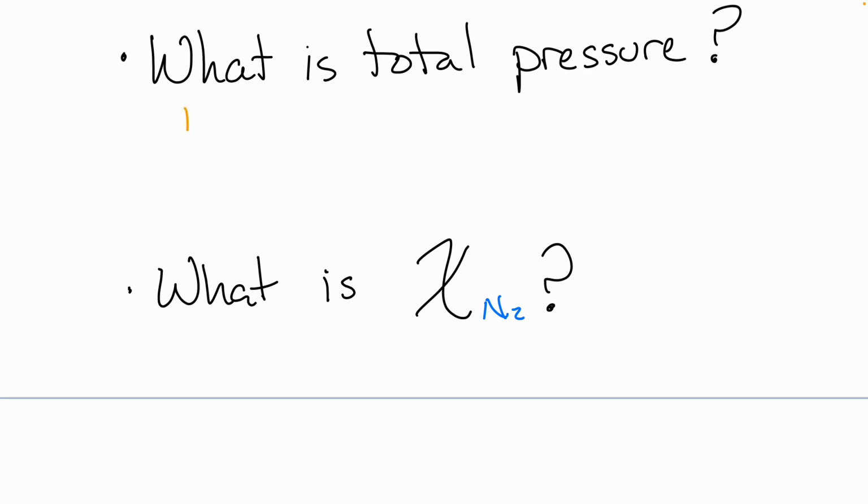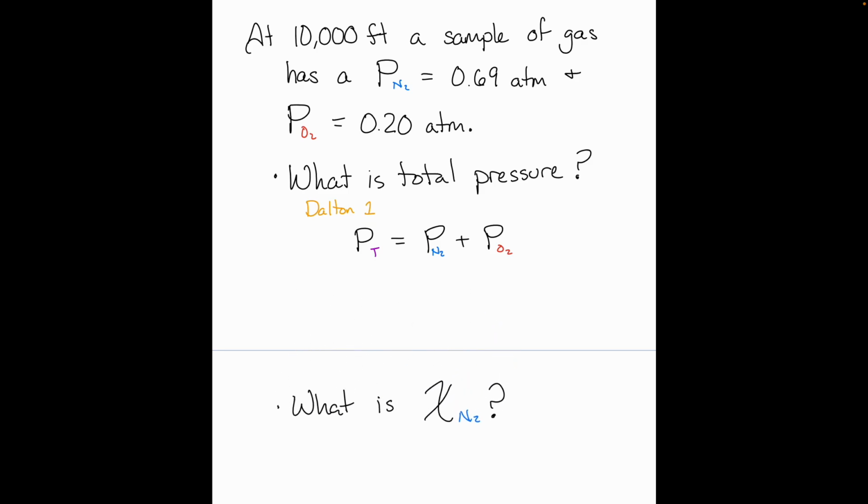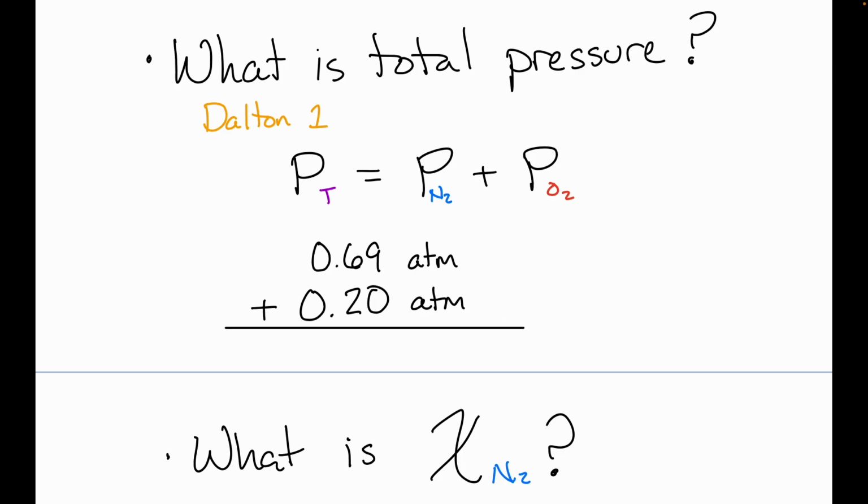All right, so for the first one, I'm going to need to use that Dalton 1, because that tells me that the total pressure is equal to the sum of those partial pressures of my two gases, nitrogen and oxygen. This is an addition problem. I'm going to take my 0.69 atm and add my 0.20 atm. This will give me a total pressure of 0.89 atm, and my sig fig is in that hundredths place. So this is the total pressure on top of this mountain, 0.89 atm.